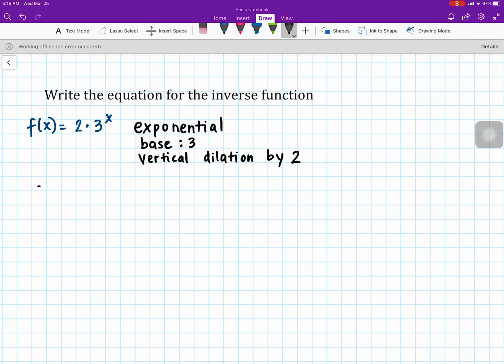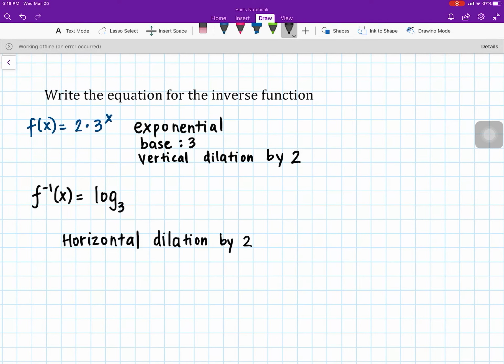So for your inverse function, you're going to write f to the negative 1 of x, that's the notation for an inverse function, and it is going to be log. Now what is your base? Your base is the same, it'll be 3. Because in the exponential function it was a vertical dilation by 2, you need to think about the effect on its inverse. Think the opposite. The opposite of vertical would be horizontal. So this will have a horizontal dilation by 2.